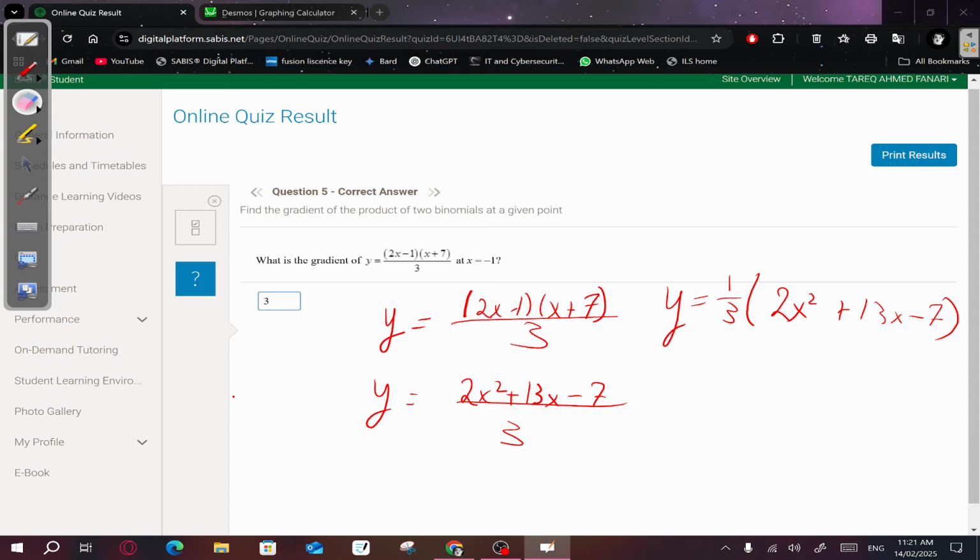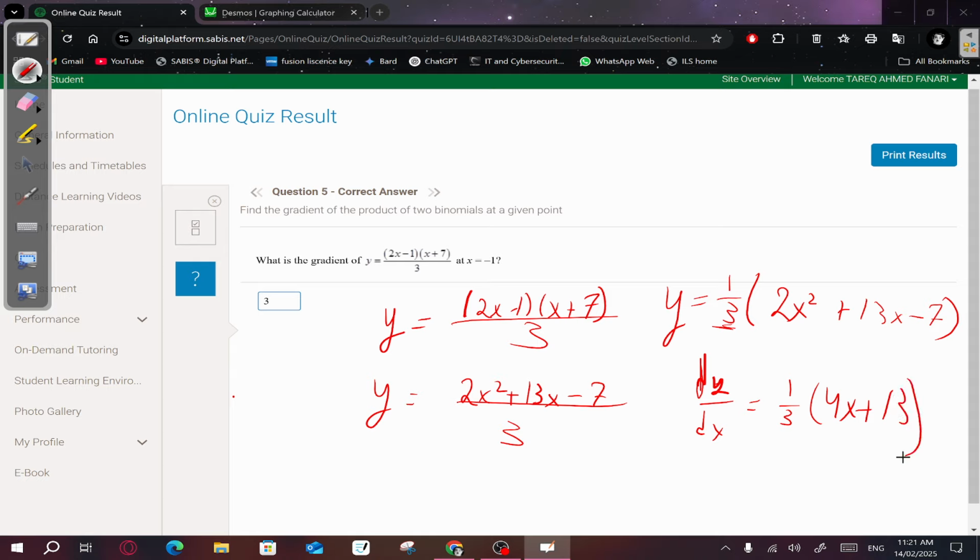Now, very simply, we are going to differentiate each term by itself. So dy by dx is going to equal, we differentiate what's inside. The 1 over 3 is a multiplicative constant, which means we don't do anything to it. Just keep this in mind. So it's going to be 1 over 3 times (4x plus 13).